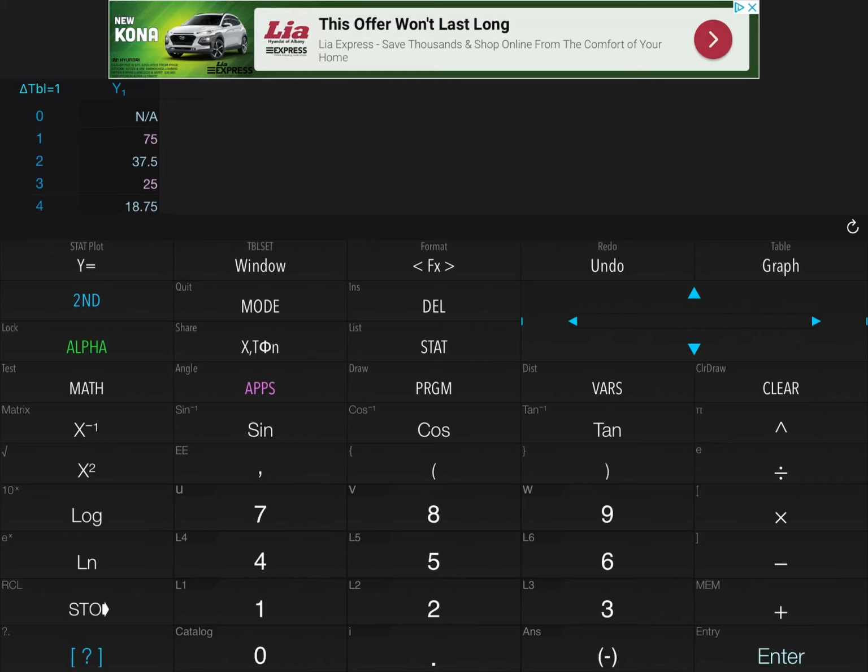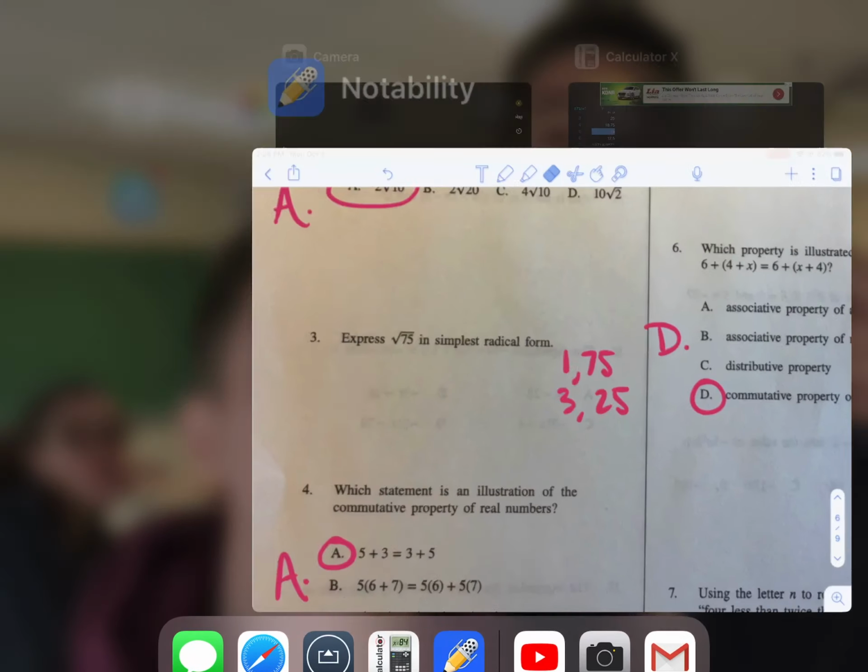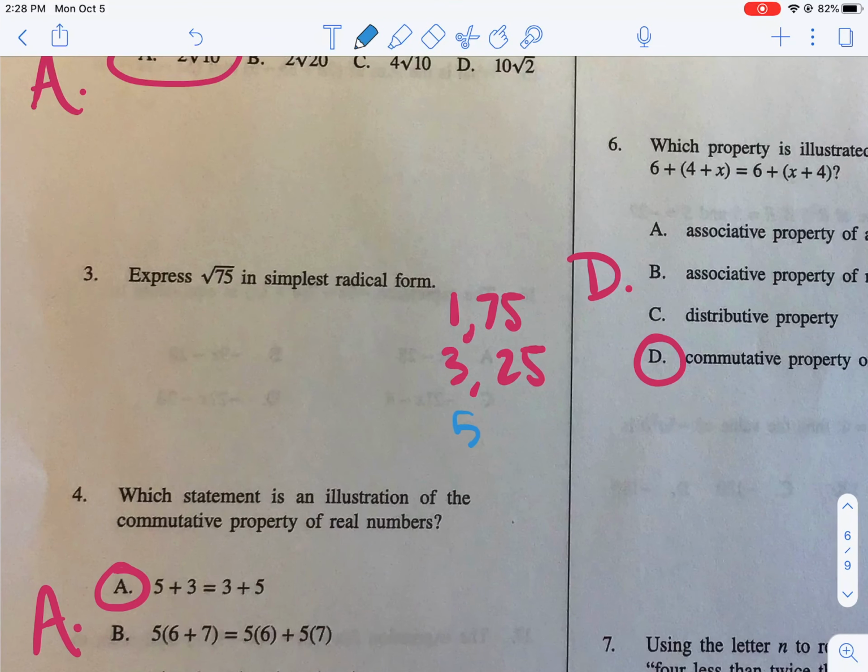Now remember, a factor means there has to be 2 whole numbers. So like 1 and 75 are whole numbers, that works. But 2 and 37.5, 37.5 is not a whole number, so those aren't factors. 3 and 25 works though, not 4 and 18.75. 5 and 15 is another factor, so let me actually write that one down too.